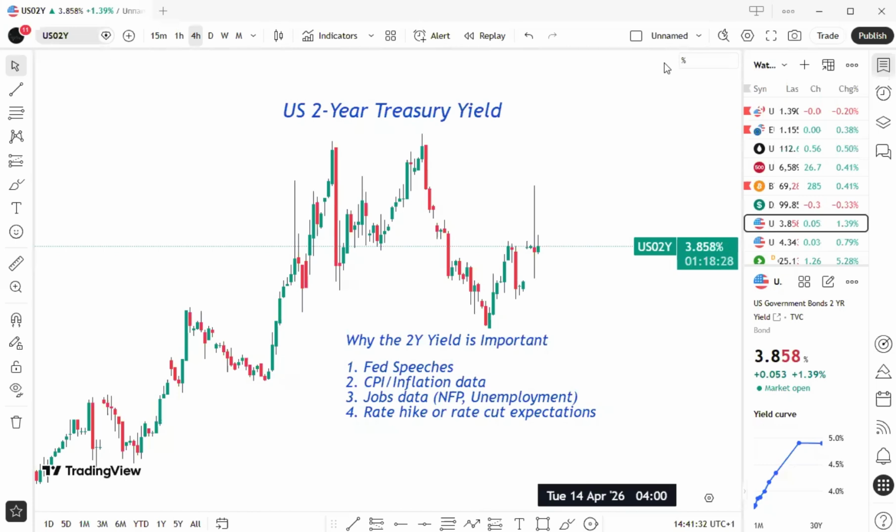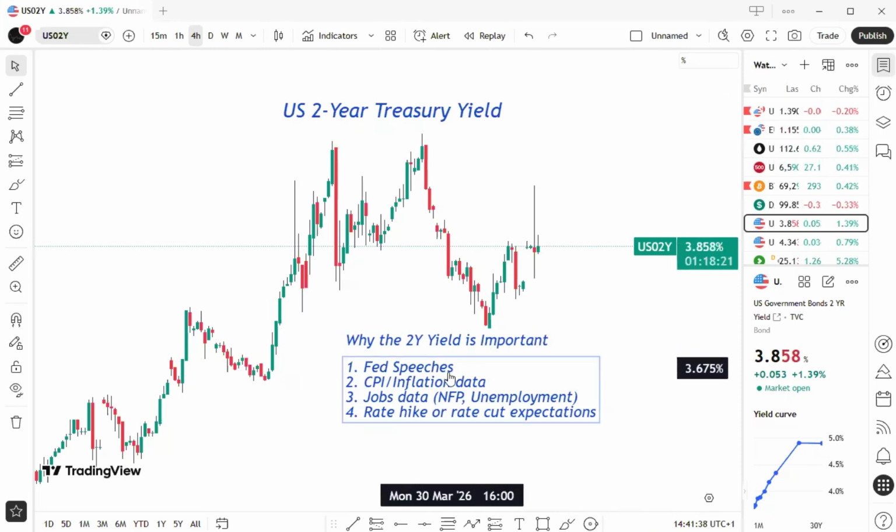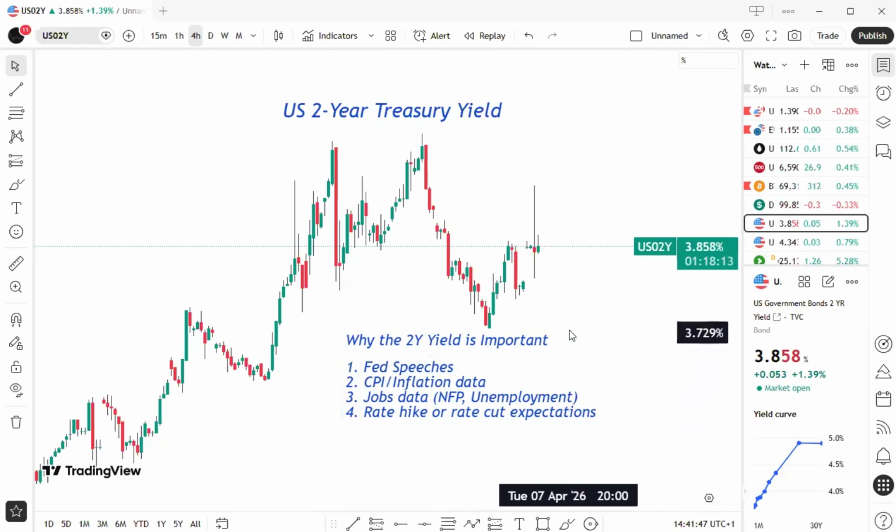Why is the 2-year yield so important? It is important because it is the most sensitive to Fed speech, inflation data, job data, and rate hike or rate cut expectations. So whenever traders say the market is repricing the Fed, they're actually telling you that the US 2-year yield is moving. Whenever it moves, the market reprices. That is why it's very important.